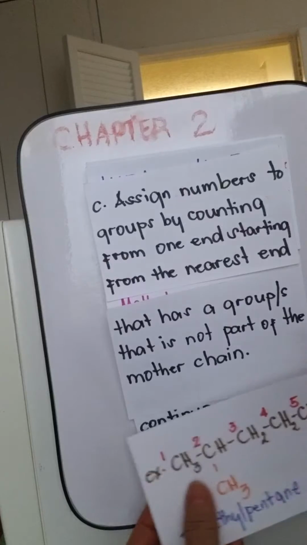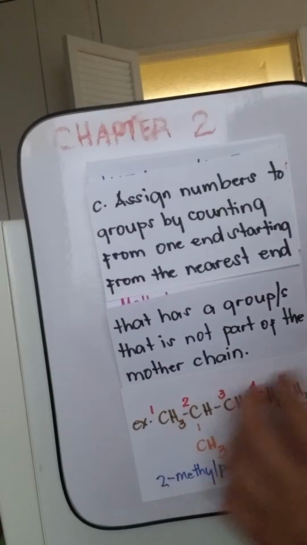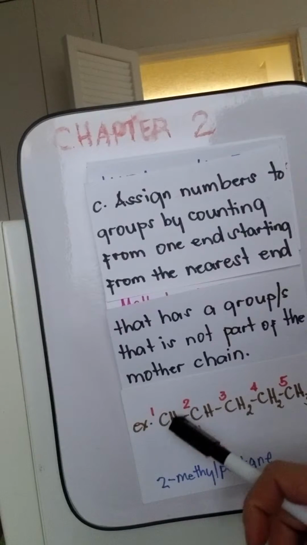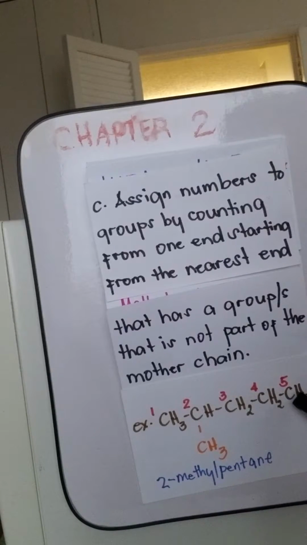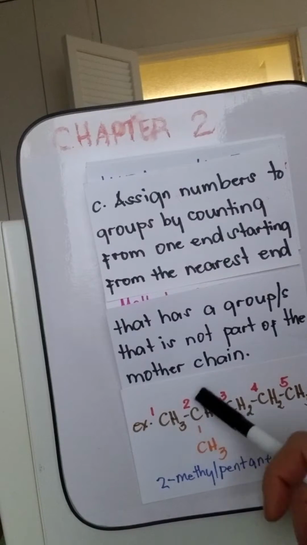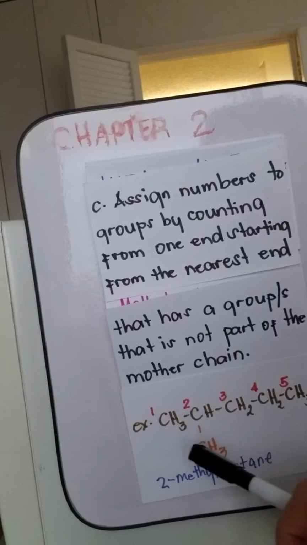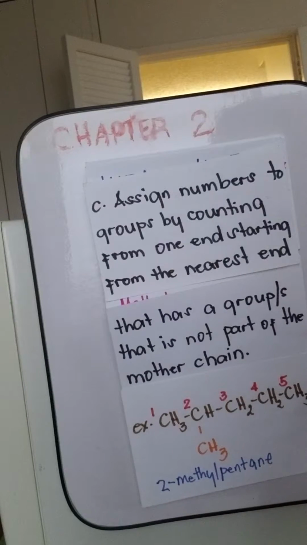For example, in this example structure, the longest continuous chain of carbon atoms has 5 carbon atoms, and check what are the groups that are not part of the mother chain. We have this one, the CH3. This is the branch attached to your mother chain, and you are going to assign numbers. We have 2 ends. Which end is our first carbon atom? This end or this other end?